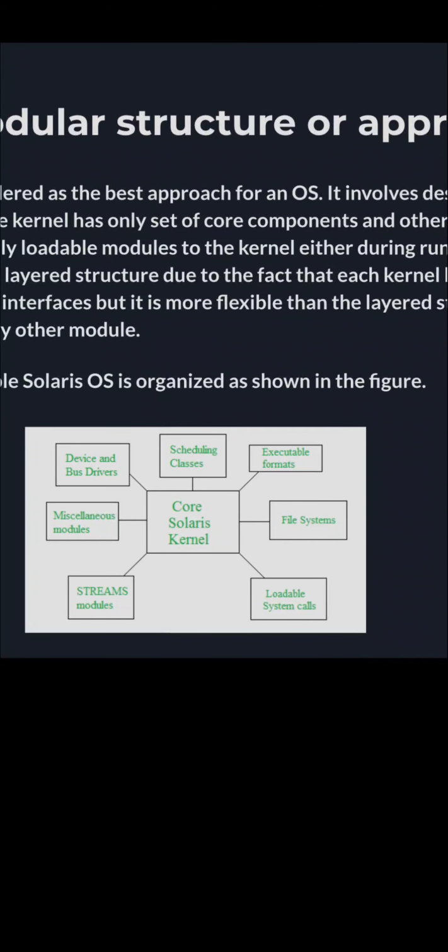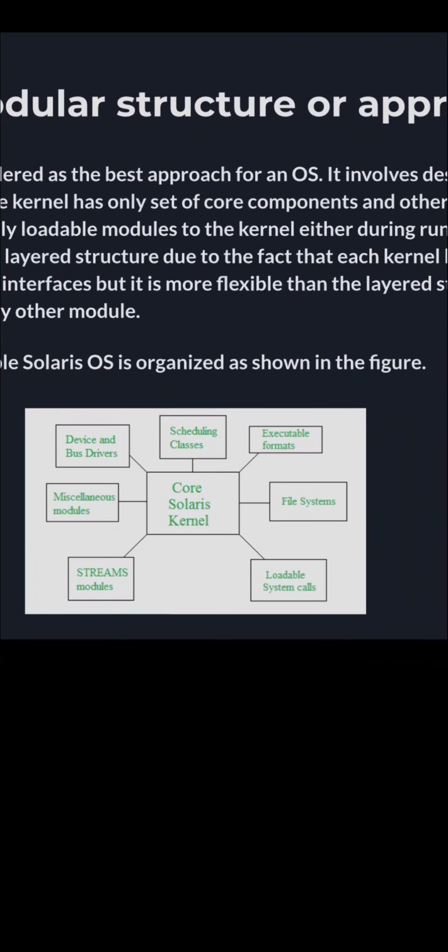Let's see the diagram. Core Solaris kernel. Attached to the core Solaris kernel are scheduling classes, executable formats, file systems, loadable system calls, streams modules, miscellaneous modules, and devices and bus drivers.